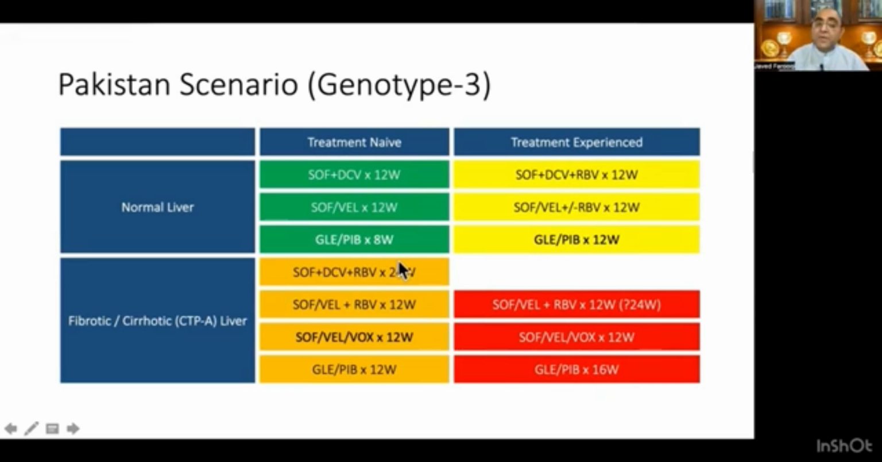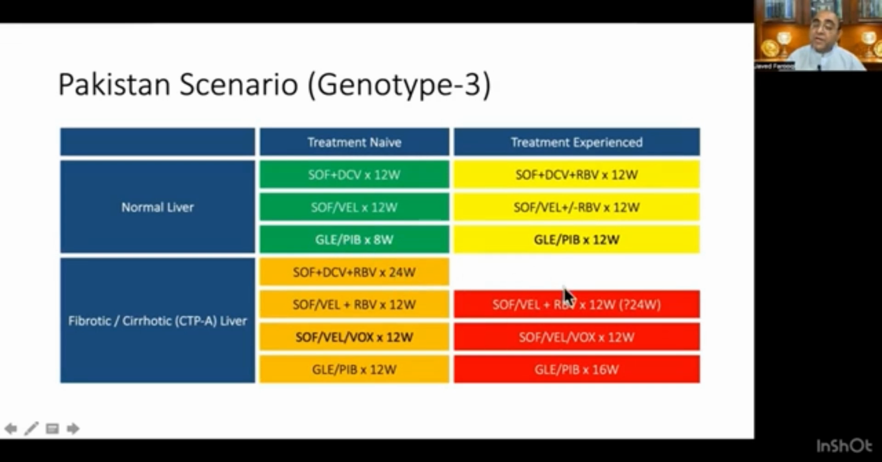So dear colleagues and PGs, you must have noticed that from a treatment point of view, we classify our chronic hepatitis C patients into 4 groups. The normal liver and treatment naive is the easiest to treat, and all these options are available: the sofosbuvir-daclatasvir, the sofosbuvir-velpatasvir, the GP. Ribavirin is not needed in this group. And if this is sofosbuvir-daclatasvir or sofosbuvir-velpatasvir, 12 weeks is sufficient. And the GP is not available here in Pakistan, but if at all it is being used, 8 weeks is sufficient.